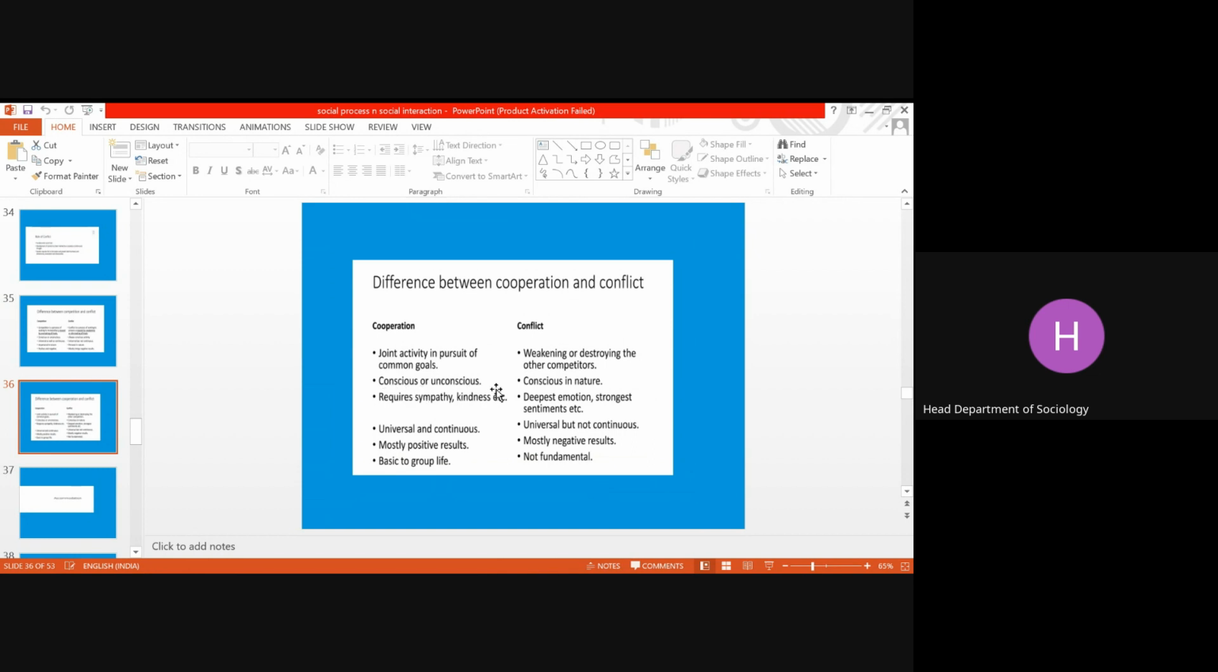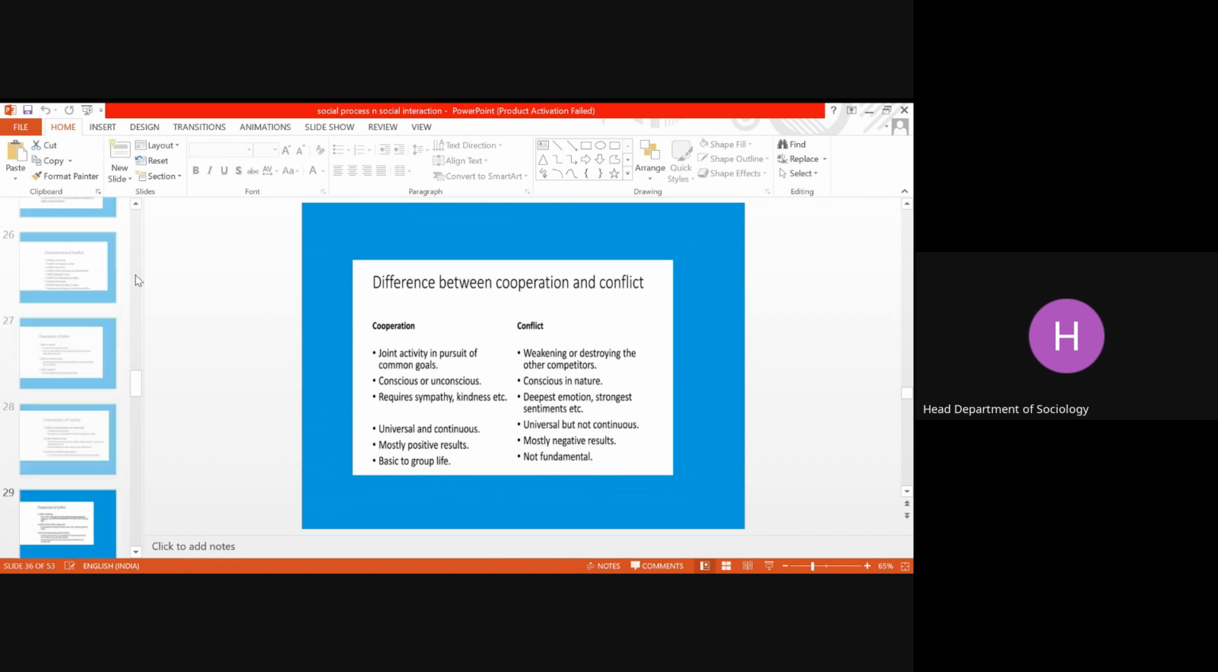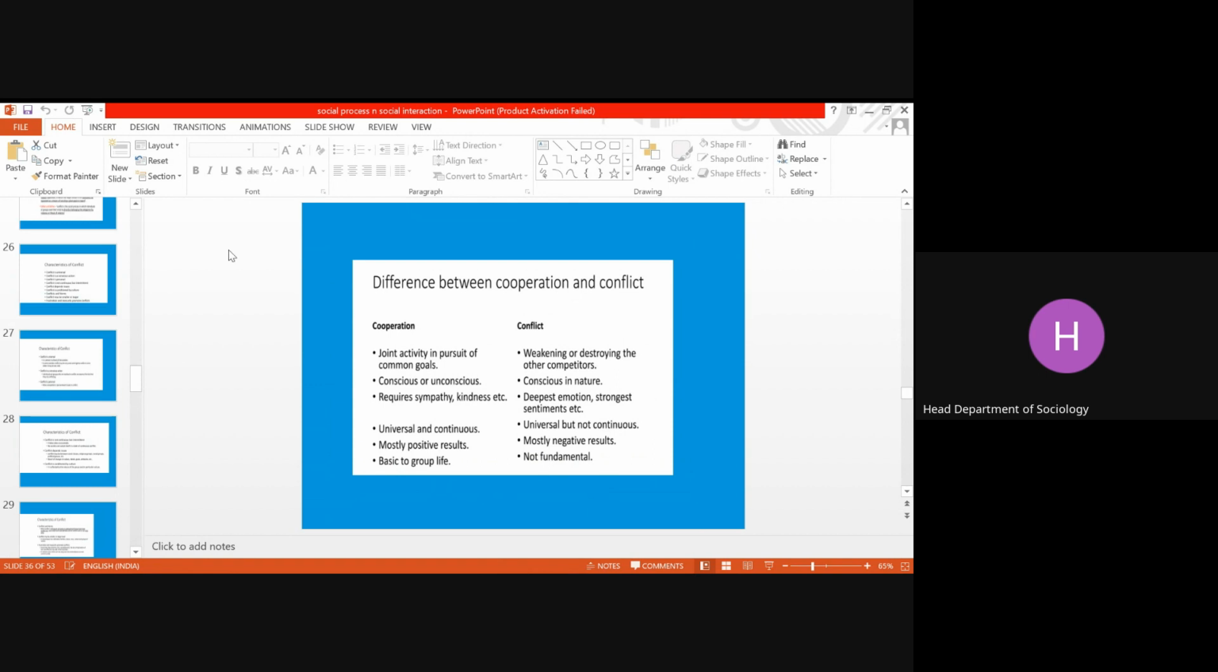Conscious or unconscious, conscious in nature. In cooperation, sympathy, kindness, deepest emotions, strongest sentiments are found here. The same thing has been repeated, universal and continuous. Mostly positive, mostly negative. Basic to group life, not fundamental. Right? So with this, we have completed with social process.